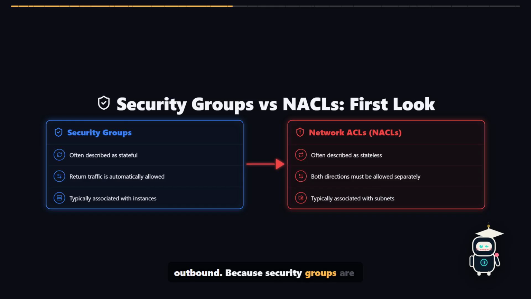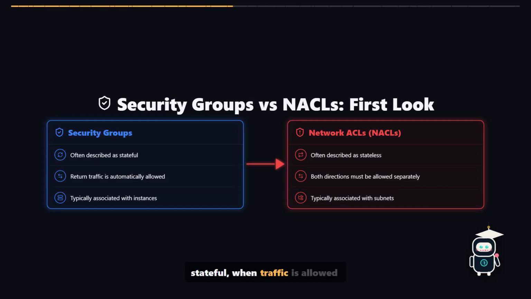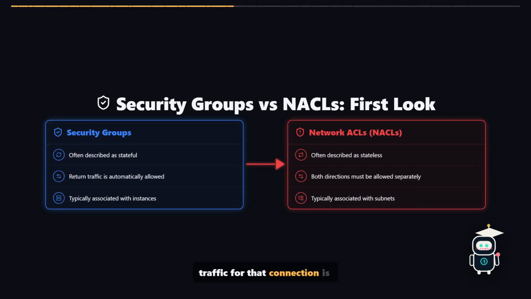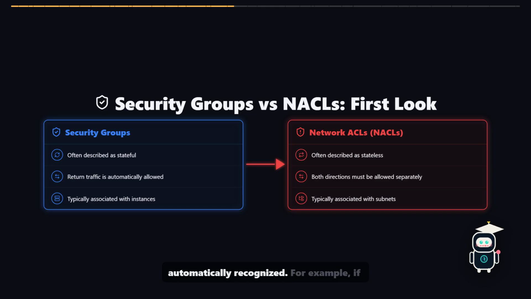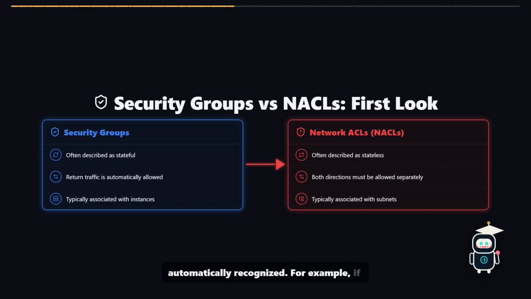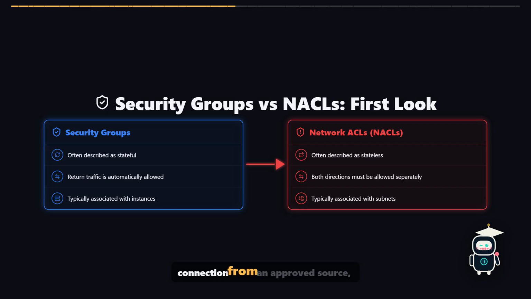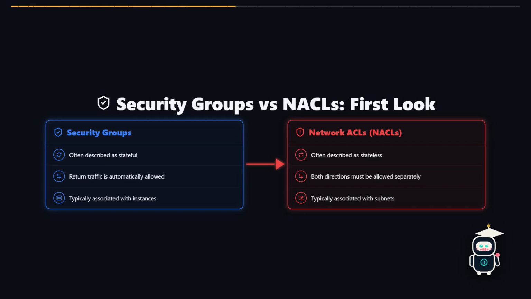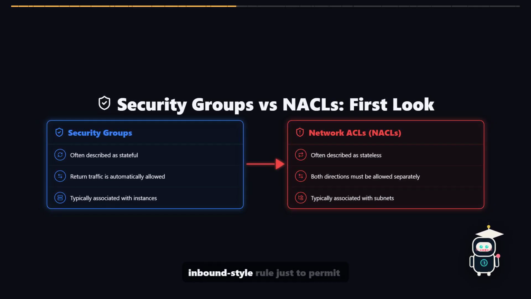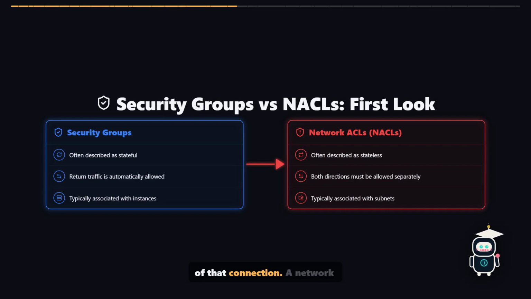Because security groups are stateful, when traffic is allowed in one direction, the response traffic for that connection is automatically recognized. For example, if an EC2 web server's security group allows an inbound HTTPS connection from an approved source, you don't need a separate inbound style rule just to permit the response back as part of that connection.